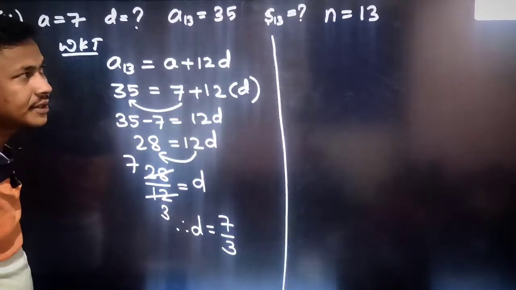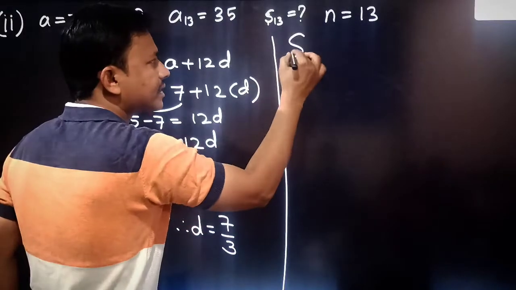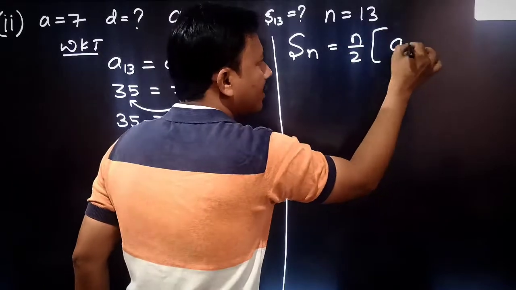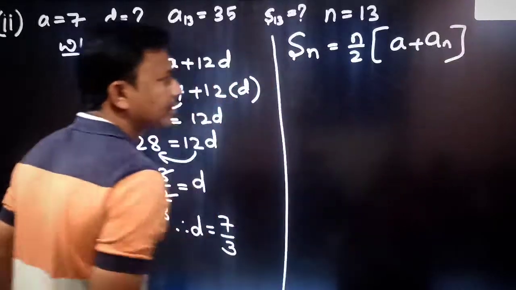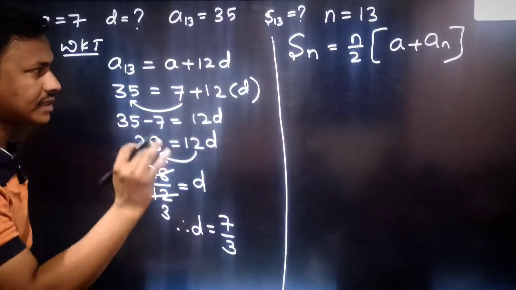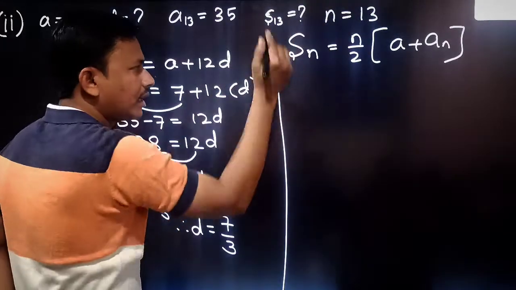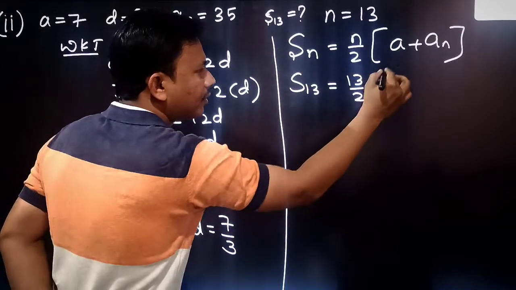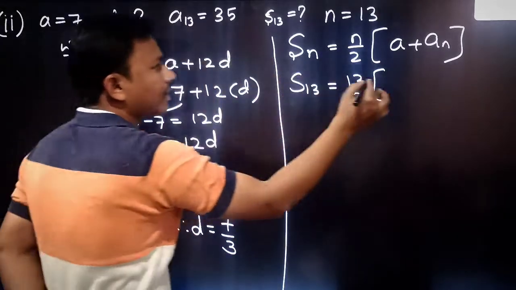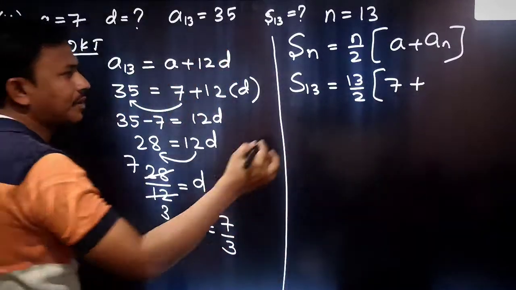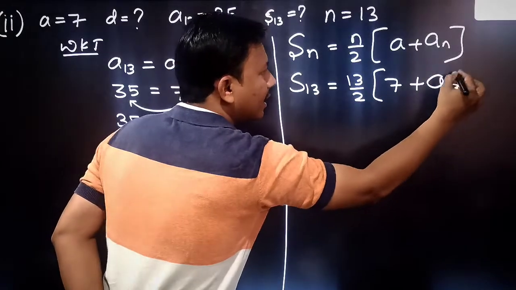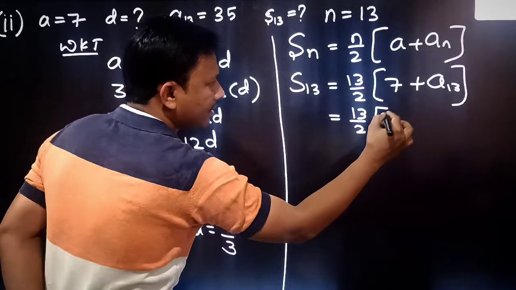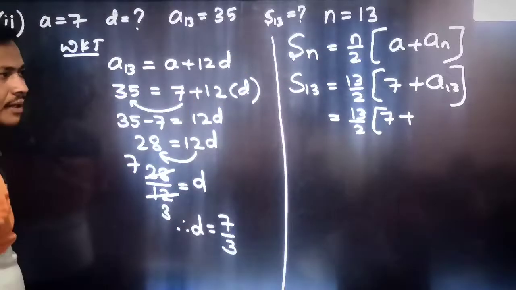What we need to find out? S13. Yes, Sn is equal to n by 2 in bracket a plus an. What is the n value? 13. Yes, S13 is equal to 13 divided by 2 in bracket. What is the a value? 7 plus an. an is nothing but what? The n value is 13, so a13. This is equal to 13 divided by 2 in bracket 7 plus the a13 value, 35.